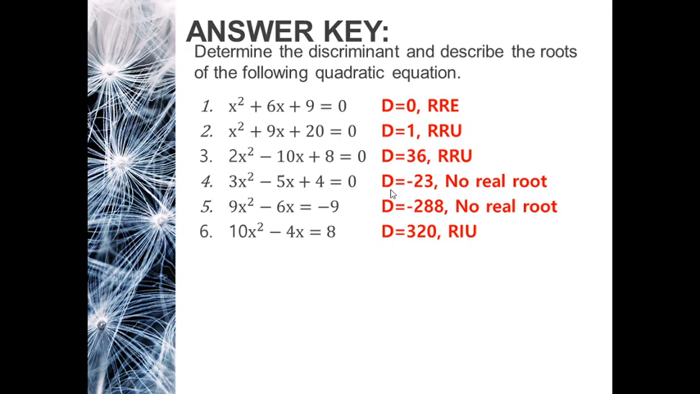Number 4, we have the discriminant equal to negative 23. So therefore, we have no real root. Number 5, the discriminant is again negative. So we have negative 288. So therefore, we have no real root. And lastly, for letter D, the discriminant is 320. And 320 is not a perfect square. So therefore, we have real, irrational, and unequal roots. Okay?